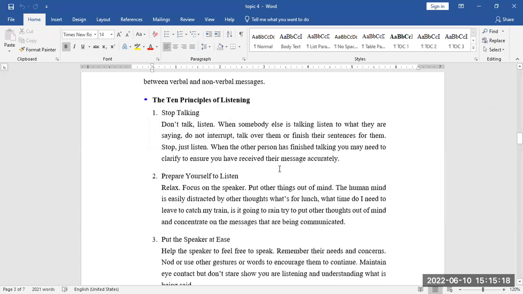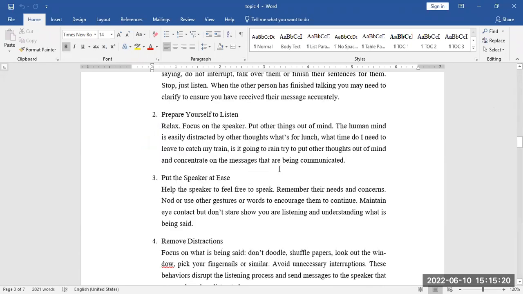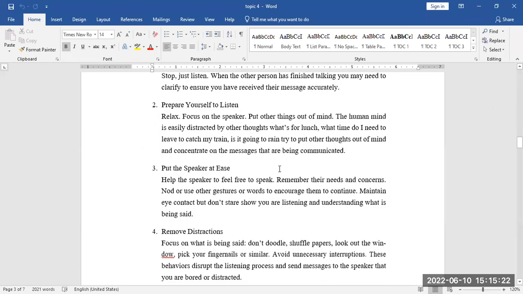Number two principle of listening, prepare yourself to listen. And how do you prepare yourself to listen? Relax. Relax, focus on the speaker. Let your focus be on the speaker. Put other things aside. Put other things out of your mind.